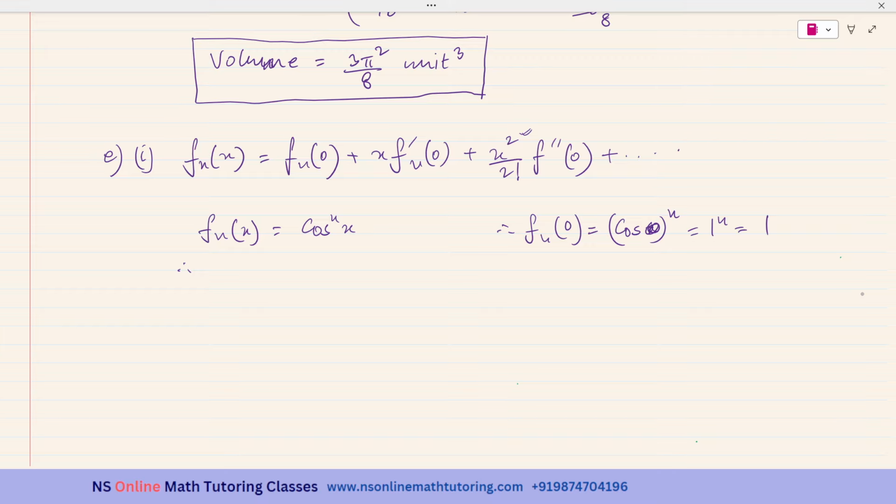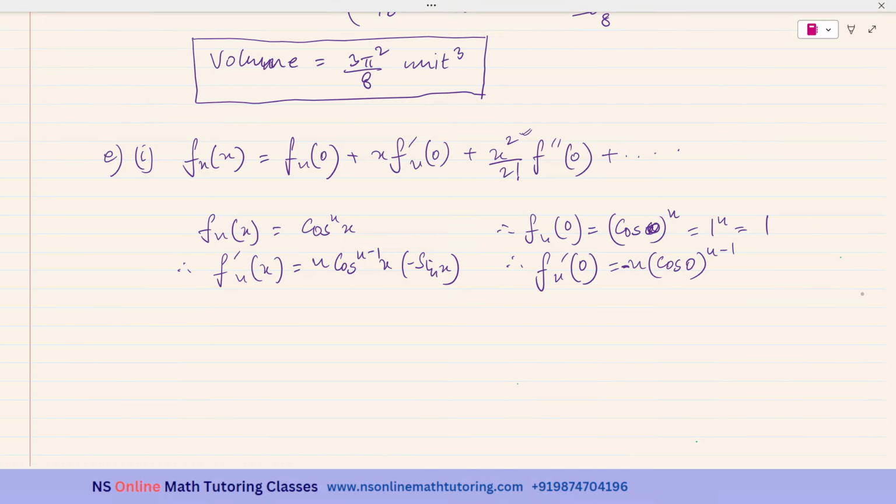Okay. Now the first derivative will be equal to n cos to the n minus 1 of x and then minus sin x. Okay. So therefore, the first derivative value when x equal to 0 will be equal to n and cos 0 raised to the power of n minus 1, and there is the minus sign, so let me write the minus sign in front, and sin 0. Sin 0 is 0, so this is equal to 0.